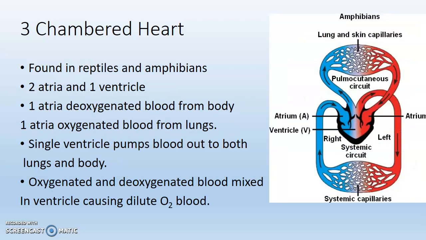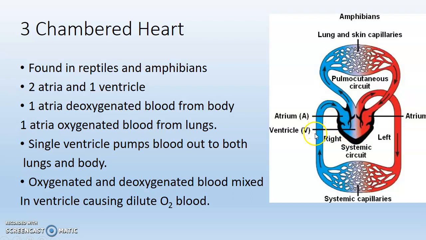The second type is a 3-chambered heart. So now we're getting a little more advanced. So if you take a look here, you can see this is a 3-chambered heart. We have an atria on the right side, we have an atria on the left side, and then we have a shared ventricle in the bottom. And what this does, now we have 2 atria and 1 ventricle.